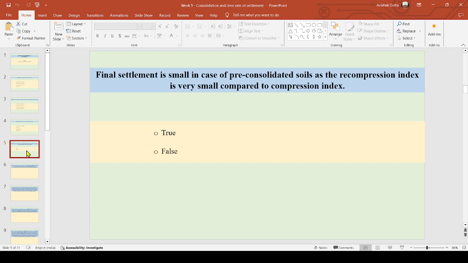Final settlement is small in case of pre-consolidated soils, as the recompression index is very small compared to the compression index. Is this statement true or false? You have to answer. I'll repeat the statement once. Final settlement is small in case of pre-consolidated soils, as the recompression index is very small compared to compression index. Is this statement true or false? You have to answer.